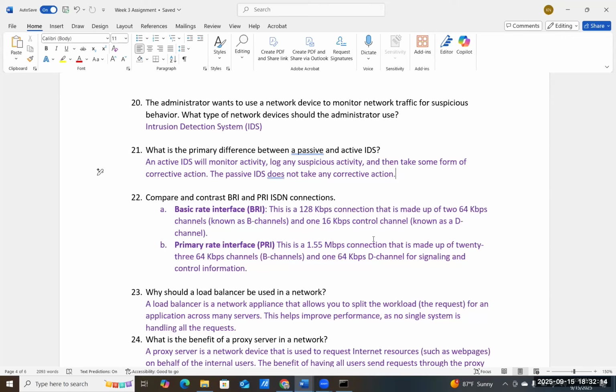And then we'll come back to the tier and all of that good stuff down the line. But you do see this on some certifications, they ask you about this. So know the difference: BRI is slower, right? It's made up of fewer channels. PRI, with the P, is faster. More channels grouped together, right? So you have higher throughput.